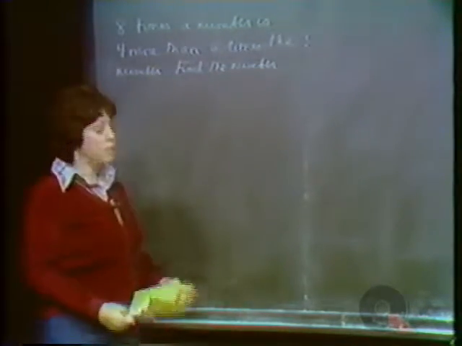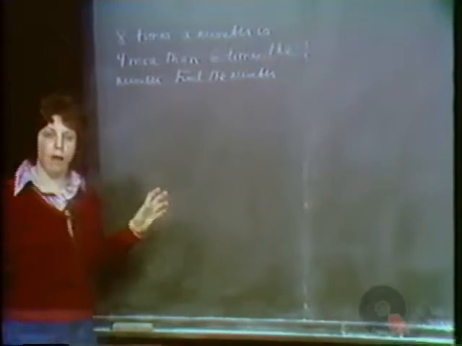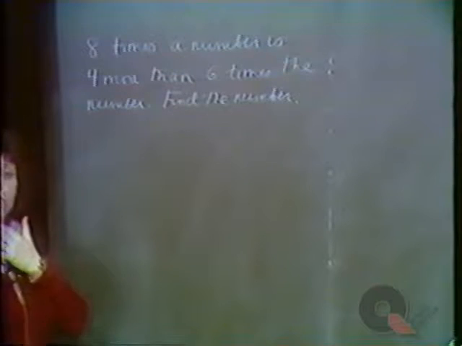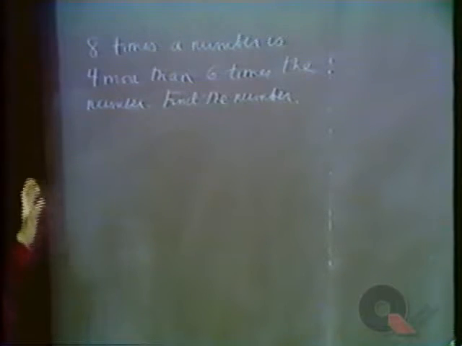Now, the first problem, and you have these on your problem sheets. If you do not have a problem sheet, you should ask the person who is running the lab for one. You should have the problems on a sheet before you start the tape. The first problem, and you should always read the problem at least twice, tells us that 8 times a number is 4 more than 6 times the number.